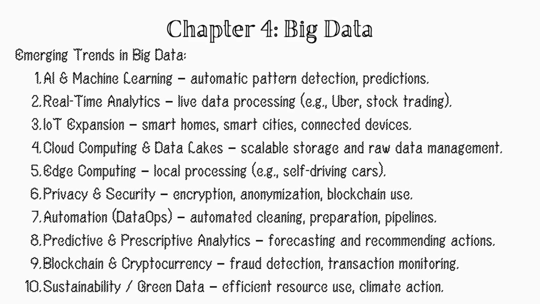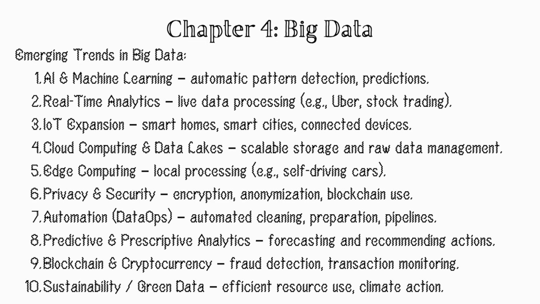One of the biggest trends is the merging of big data with artificial intelligence and machine learning. Why? Because humans alone cannot process petabytes of data. Machine learning algorithms can detect patterns, predict outcomes, and even make decisions automatically. For example, banks use AI models trained on big data to detect fraudulent transactions. Similarly, Netflix uses machine learning on viewing history to personalize your recommendations. This combination of big data and AI is shaping industries everywhere.